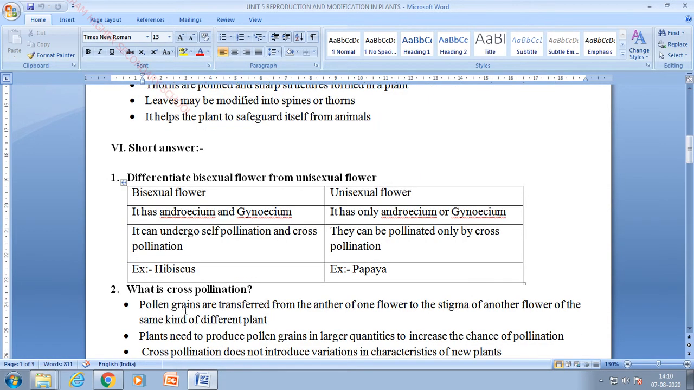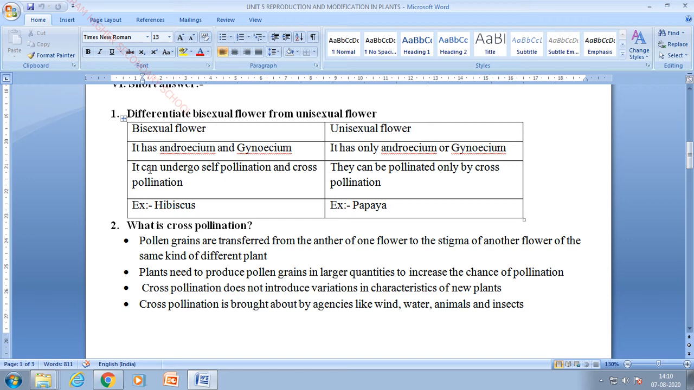So coming to Roman letter 6, short answers. Differentiate bisexual flower from unisexual flower. So you know very well, flower is the reproductive part of a plant. So without flower there is no fruit or seed formation. Okay, so for the formation of fruit, flower is very much essential. Seed may be formed in plants where it does not contain flower also.